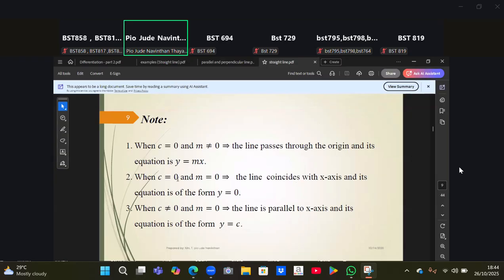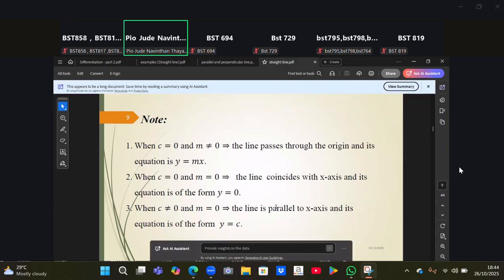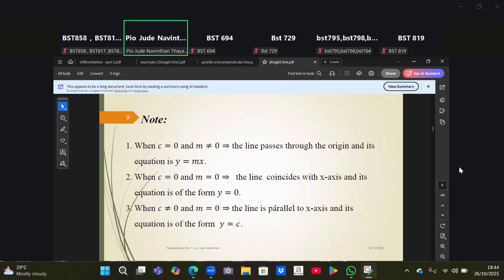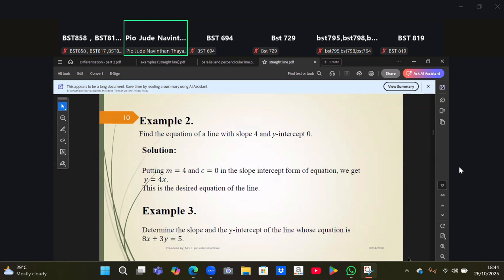When c is equal to 0 and m is equal to 0, automatically y is equal to 0. Y is equal to 0 is the line parallel to the x-axis; the value is 0, therefore that is our x-axis. That we also studied. And when c is not equal to 0 and m is equal to 0, the line is parallel to some axis. Which axis? Y is equal to c, therefore parallel to the x-axis.